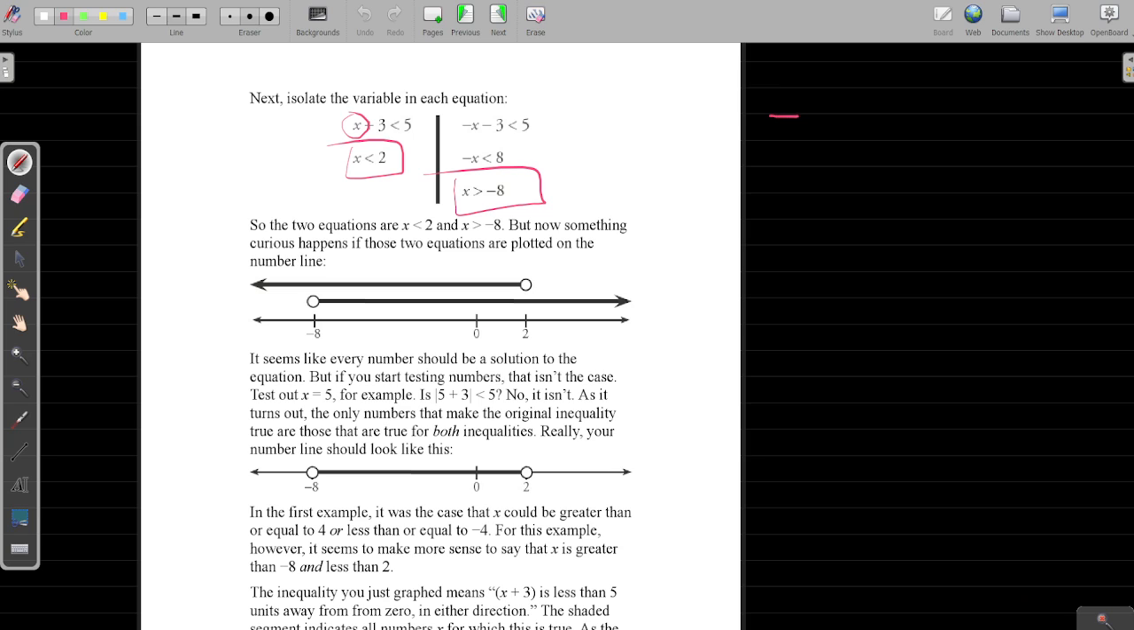Now it's time to draw this on the number line. First one, x less than 2. What does it mean? Suppose this one is 0, this one is 2. Less than 2 means first draw here, but there is no equal sign here. That's why you don't fill up this circle. Just draw in this manner.